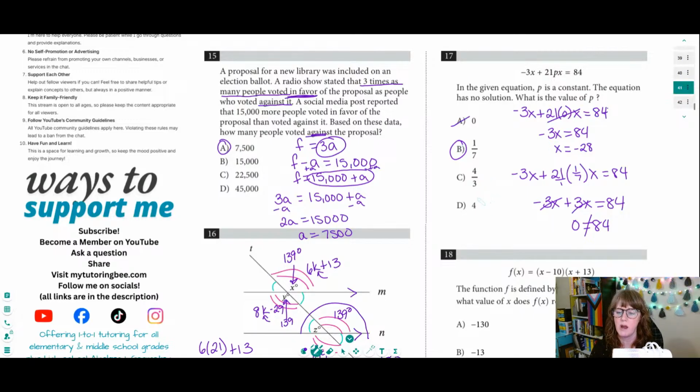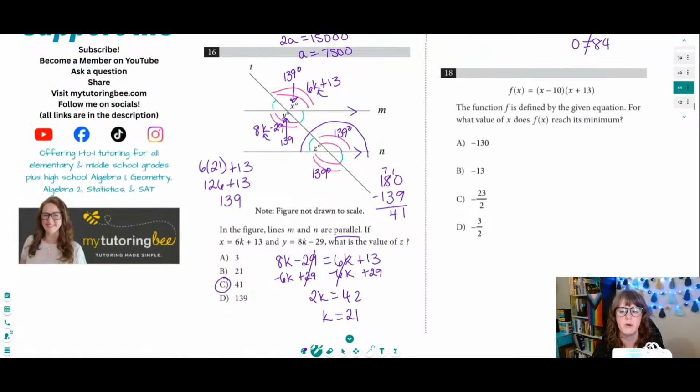But we could try each of these, which I would encourage you to do. Just for the sake of time, since I don't want this to get too long, I'm gonna skip those 2, because we already found that that one does not make a true equation. All right, lastly, let's see what we've got with 18 here.